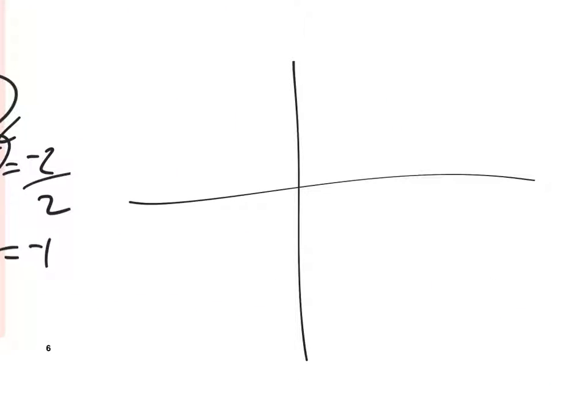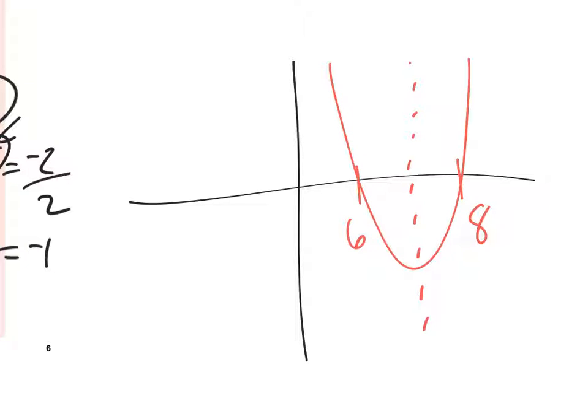Imagine for a second you have a parabola, and it looks like this. And this is 6, and this is 8. What's the dotted line that runs right down the middle? X equals 7. And that's the axis of symmetry. See how easy it is to find the axis of symmetry? You don't have to multiply it all the way out.